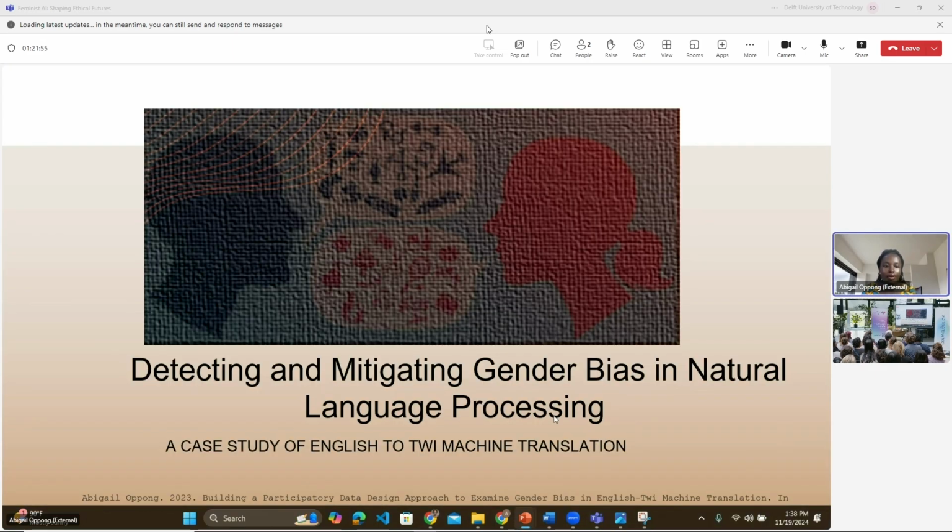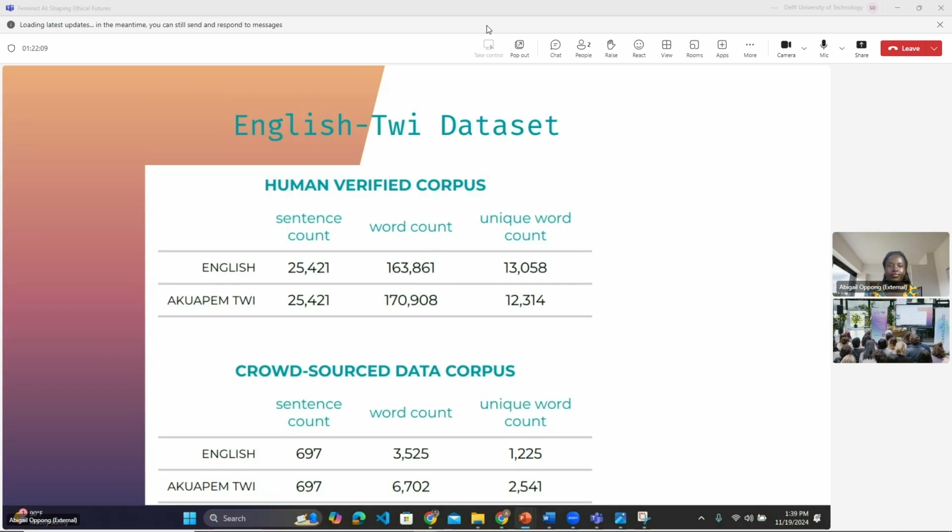In today's talk, I'll be talking about a case study of English to Chi machine translation. Chi is a language spoken in Ghana by most people, and also considered a low resource language. In 2021, a data set was released, about 25,421 sentences, where annotators translated from English to Chi, and there was also a crowdsourced data set from the community.